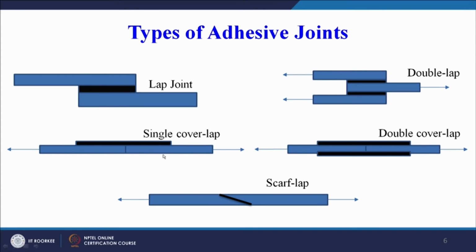Here we have 2 adherents joined in butt configuration, but on top we have a single cover lap layer of the adhesive, and therefore we call this a single cover lap joint. This is the black color adhesive, and this is double cover lap joint, maybe even stronger as compared to single cover lap. And then we can have a scarf type of lap joint. Maybe if you can see, the length of the joint is increased if you adopt the scarf configuration.